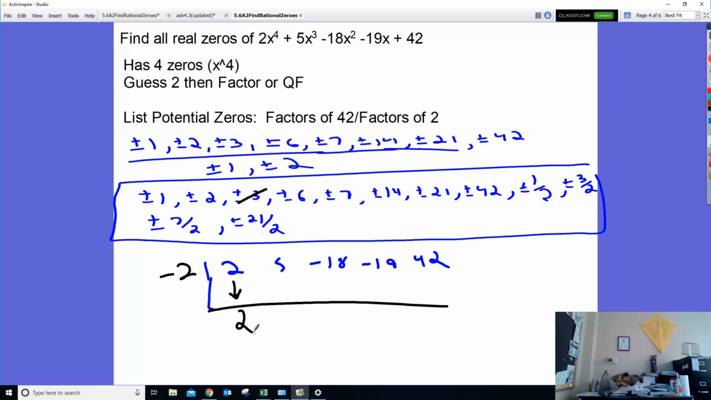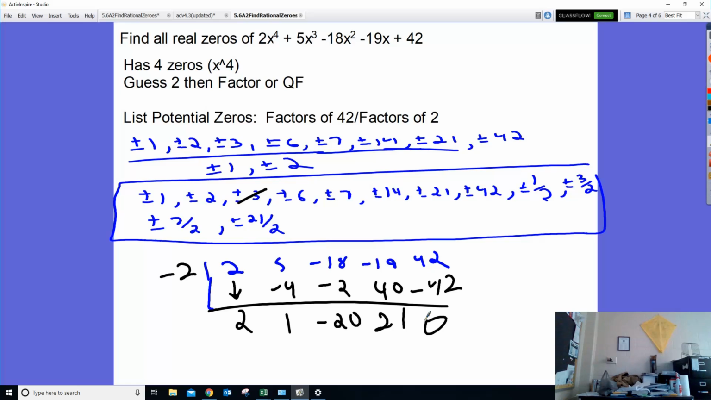We just repeat the process again. We drop, then we multiply, then we add, then we multiply, then we add, then we multiply, then we add, then we multiply. Good job. Christina, you found 1. How many do we have to guess, though?